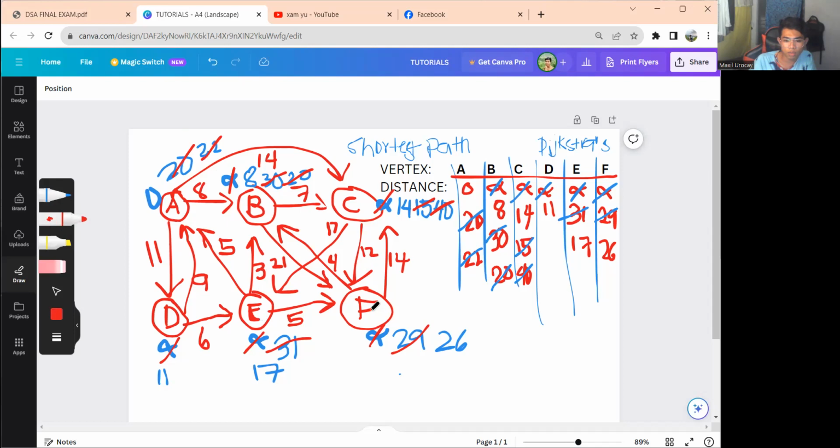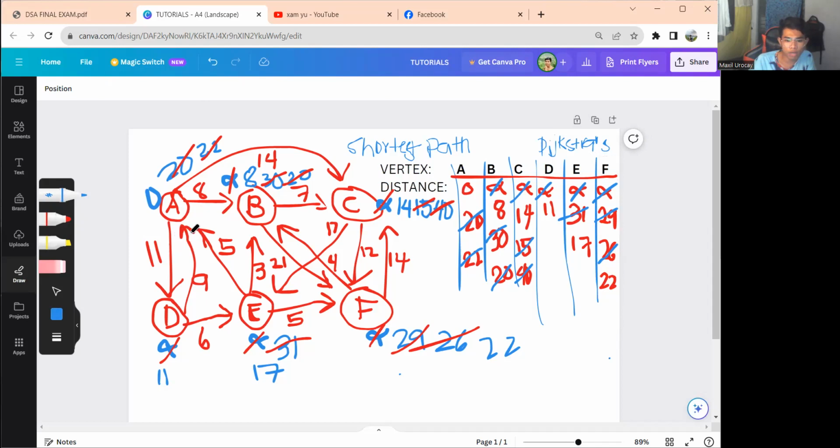How about for E to F? So that is 17 plus 5. That is 22. So cancel 26, then update 22 into your F. So that is absolutely it: we'll cancel 26 and update 22. 22 will be the least value right now. So let's try to check.